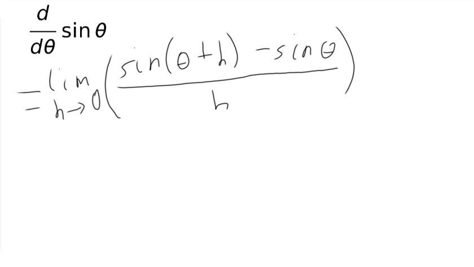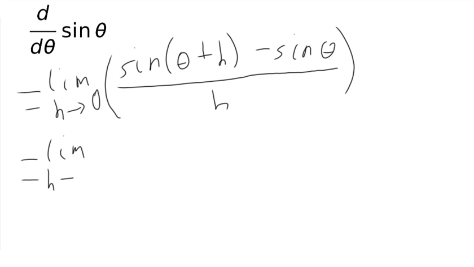Now, in the numerator, we have a difference of two sine functions. I don't know any good identities to help simplify that. But here I notice we have a sum inside of the sine function. We do have an angle sum identity that can help us with that, which hopefully you learned in pre-calculus, but I'll remind you of it now.